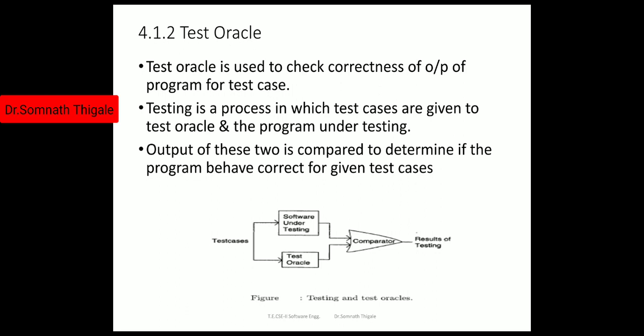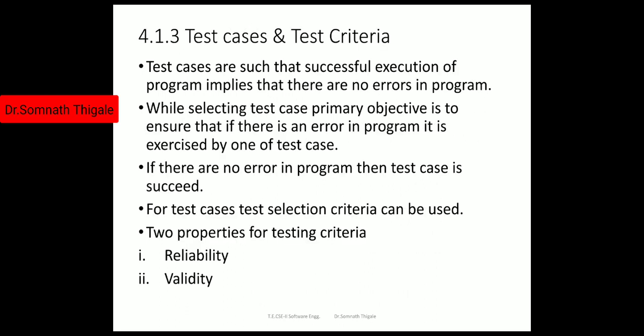And this test case should be clear enough to know what the output of the test scenario will be. To select the test cases, we must have some criteria. One is that the test criteria must be reliable and must be valid. Reliable means if all the test cases satisfy the criterion, they should detect exactly the same error. And the second, validity: a criterion is valid if for any error in the program there is some set of test cases satisfying the criterion.